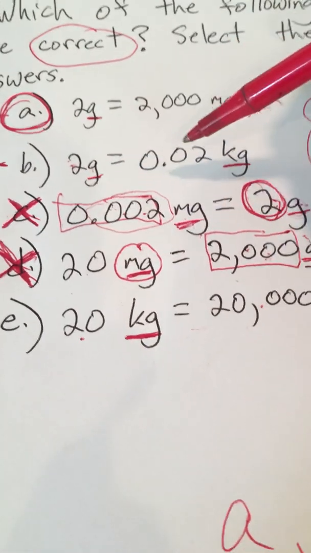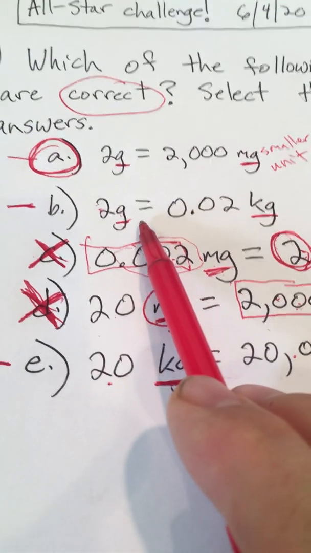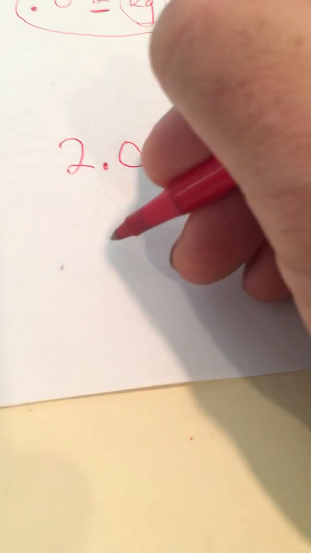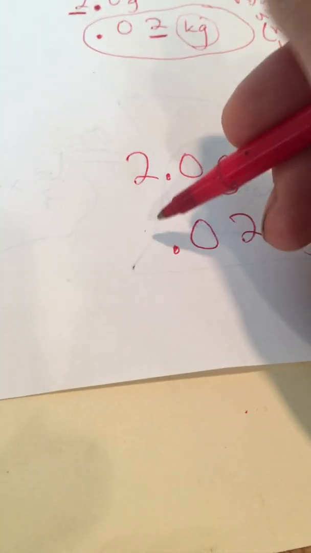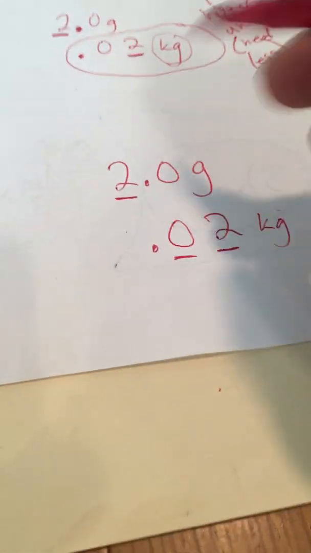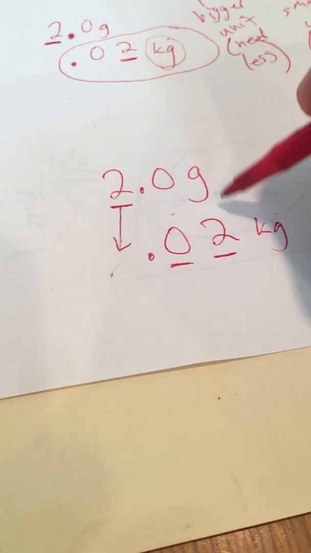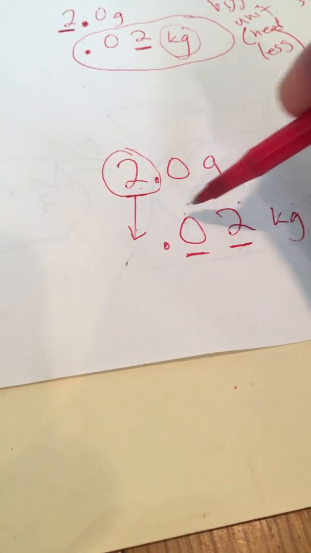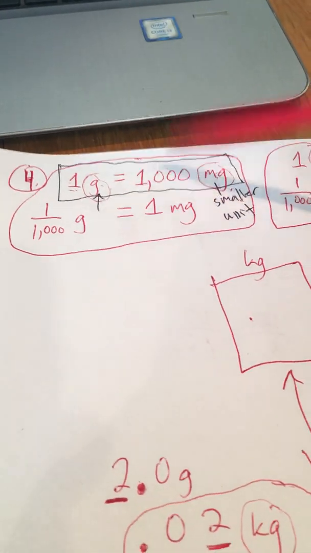Now let's go to B. 2 grams is 0.02 kilograms. So let's do 2.0 grams. And this says that it's equal to 0.02 kilograms. Okay? So I just kind of made a little place value chart here. So I'm noticing that the 2's are only 2 place values away from each other, right? This would be in the 1's place. So this 2 is 100 times bigger than this one. And we know that it needs to be 1,000 times bigger.